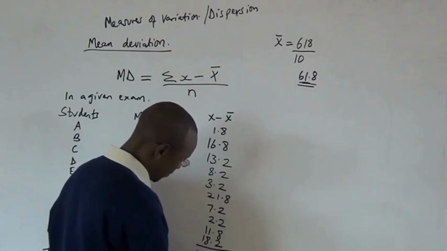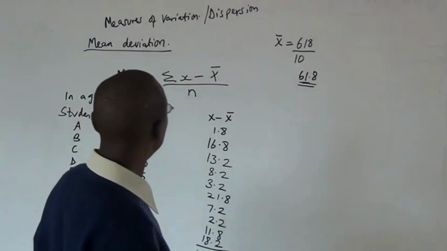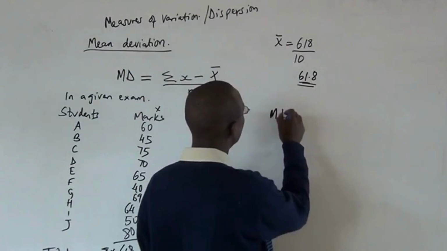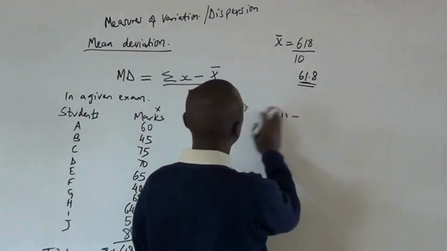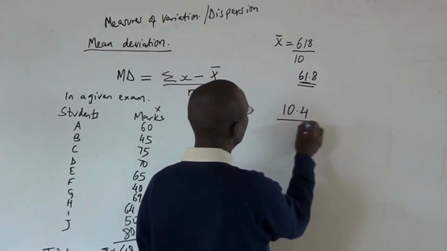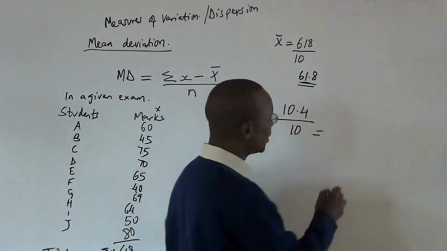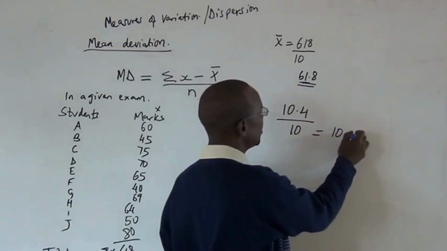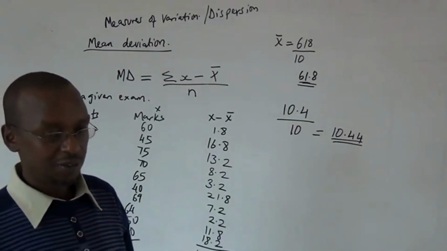104.4. So therefore, our mean deviation is equal to, this is the formula, 104.4 over 10. You get 10.44. That is the mean deviation.